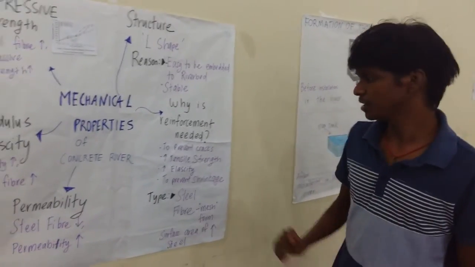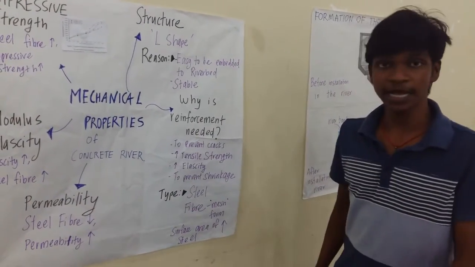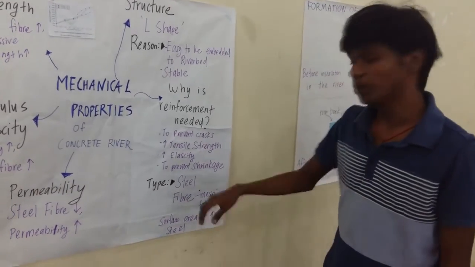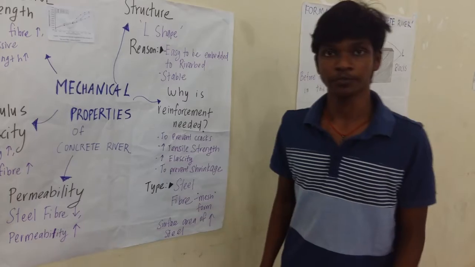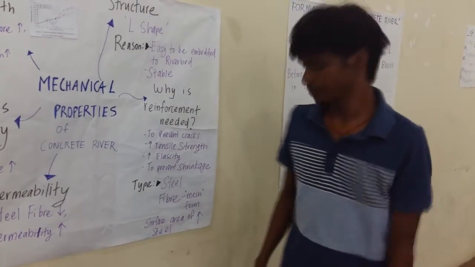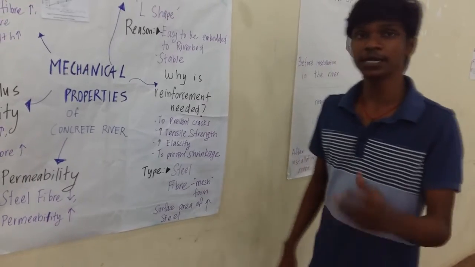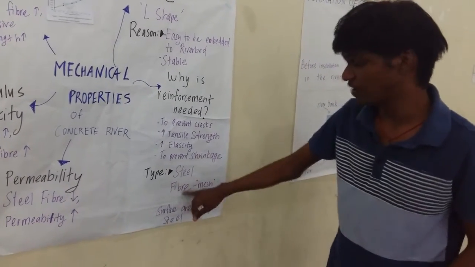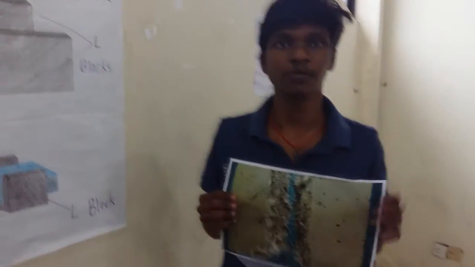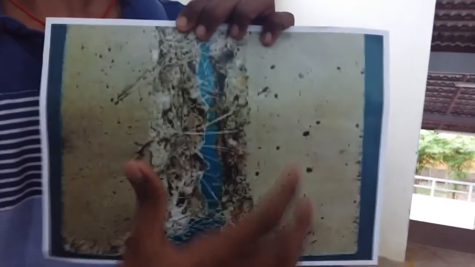Second, why is reinforcement needed? Why are we doing reinforcement? To prevent cracks, increase the tensile strength and elasticity, and to prevent shrinkage of the concrete. What type of reinforcement are we using? The reinforcement we added into the concrete is steel fiber. What is steel fiber? This is steel fiber. As you can see, the steel fibers are added into the concrete in a mesh form which is mixed randomly with the concrete.